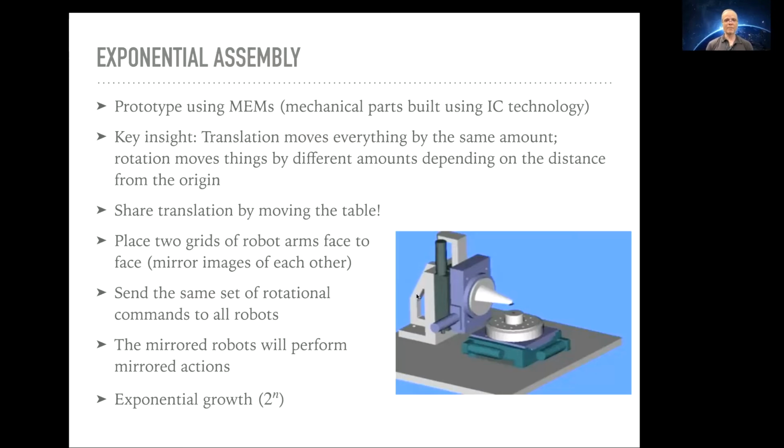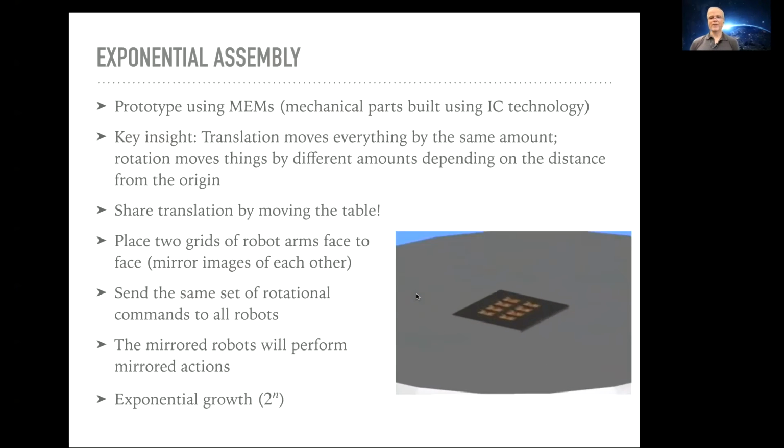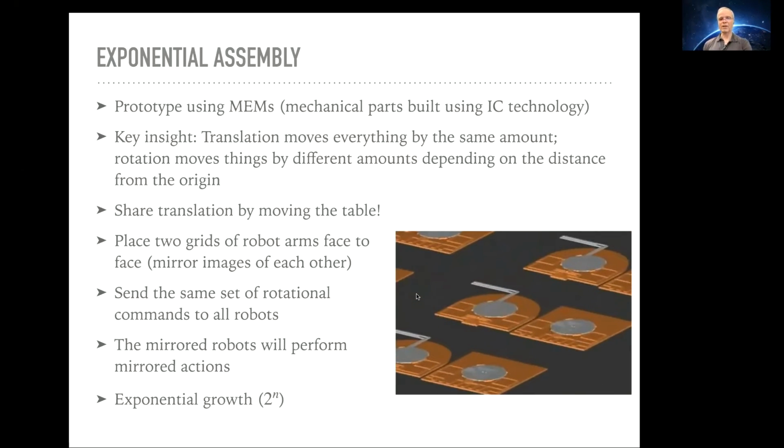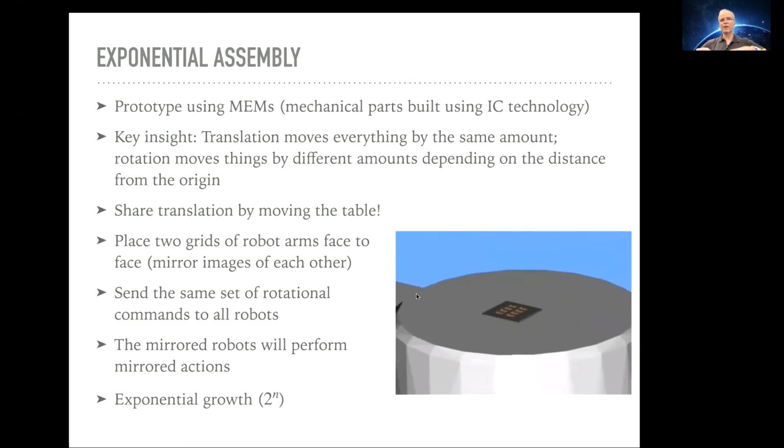So here's a little animation showing how we set up with an external table. These are our robots here, built out of a flat layer using integrated circuit technology.